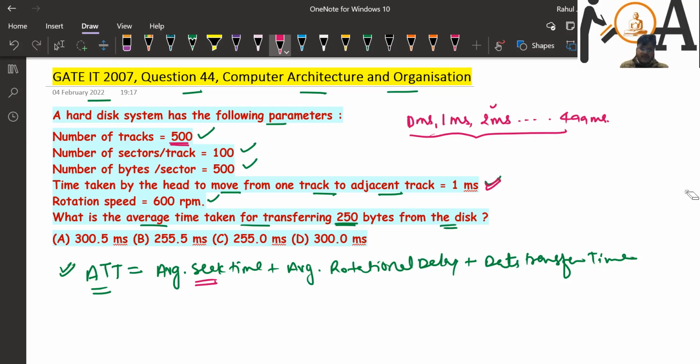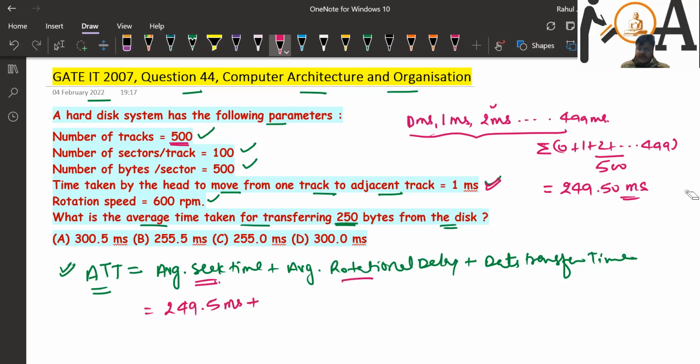Right. Now we need average seek time. So average seek time is nothing but the summation of 0 plus 1 plus 2 plus up to 499 divided by 500. So basically the answer we are going to get is 249.5 millisecond, right? So we can write it here, no problem. 249.5 millisecond plus.